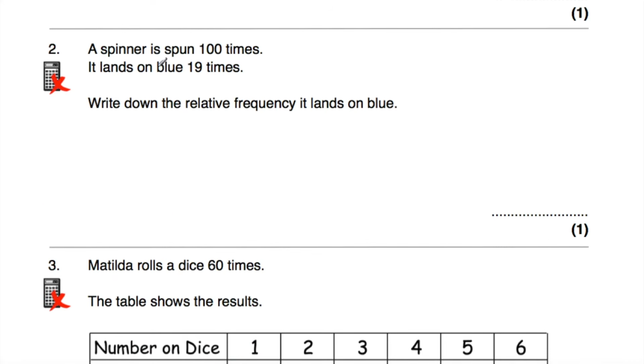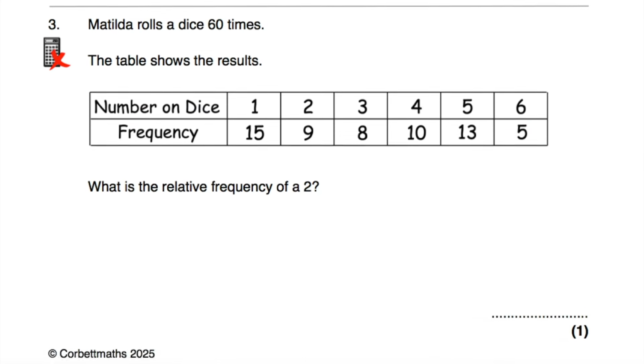So question number 2 says the spinner is spun 100 times and it lands on blue 19 times. And we've been asked to write down the relative frequency of the spinner landing on blue. So again, we need to write down how many times it lands on blue over how many times the spinner was spun. So it lands on blue 19 times out of the 100 times that it's spun. So that means the relative frequency of a blue would be 19 100ths. It landed on it 19 times out of the 100 spins. And that's it. And that fraction can't be cancelled down, so I would just leave it like that. Okay, let's have a look at our next question, question number 3.